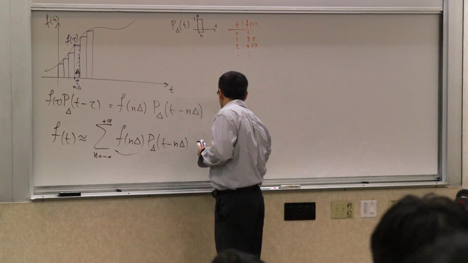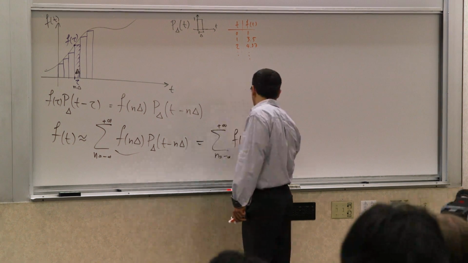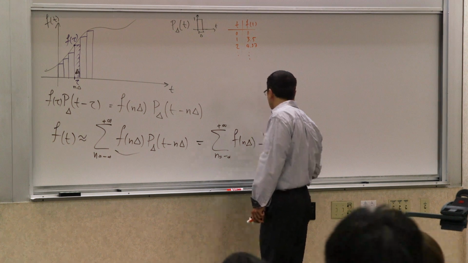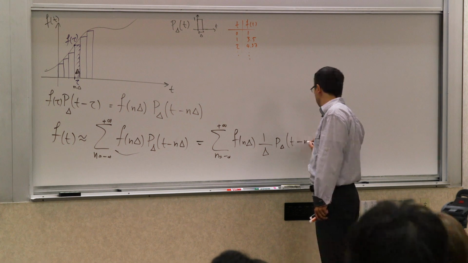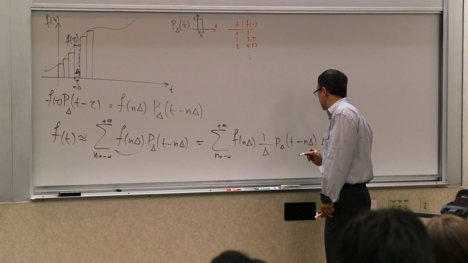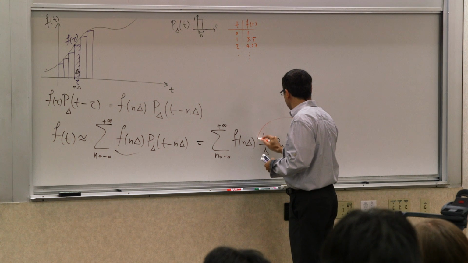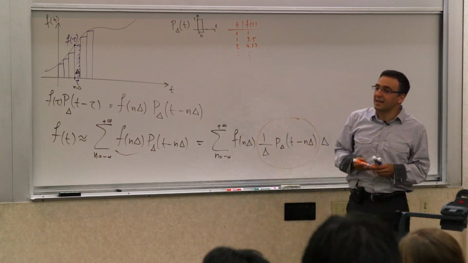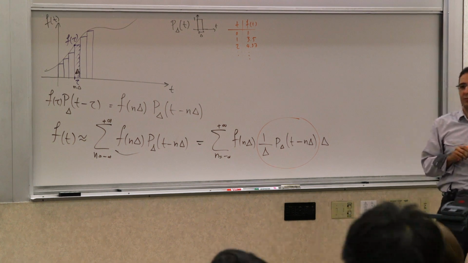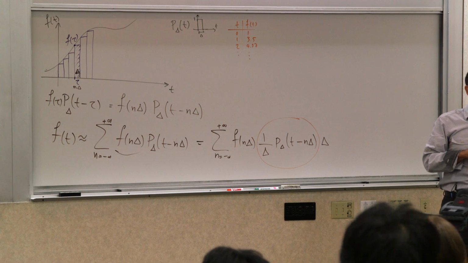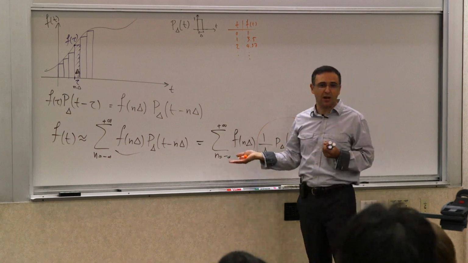So let's write the same sum of f of n delta. Now what I will do, I divide and multiply by delta. Right? Now think about this. Or before you even think about that, what would you do to make this more accurate? If you wanted to make this a more accurate representation of the function, what would you do? Make delta small. The smaller you make delta, the more accurate this becomes.